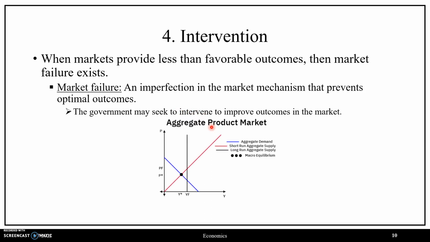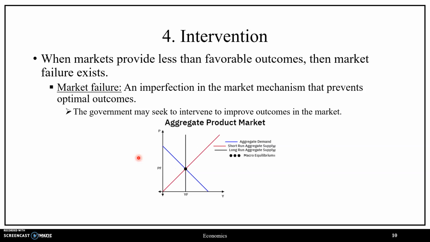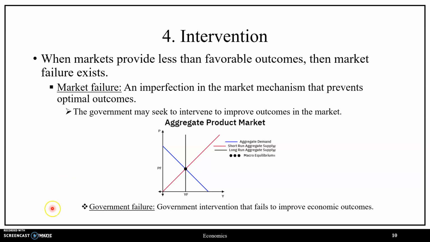Where, if we take the case of the aggregate product market, if the aggregate product market of a country is underperforming due to a natural disaster or a pandemic, the government may step in the form of fiscal or monetary policy to restore the output of the country as well as resource utilization rates and change the typical cost of goods and services. But something to keep in mind, though, is just because the government intervenes doesn't mean it will always alleviate market failure.